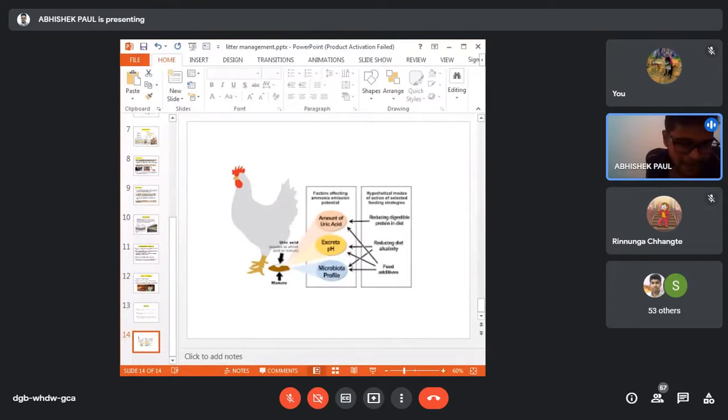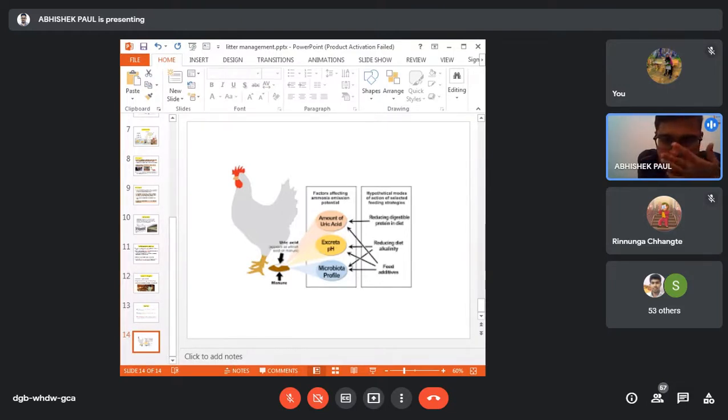So this uric acid will break down into ammonia if the moisture content of the litter is too high, and if it is more than 46%, then this uric acid will break down into ammonia. This ammonia gas is very irritable and corrosive. One cannot inhale the ammonia gas as such. If anyone is inhaling ammonia gas, then the respiratory tract, the lining epithelium, will get damaged.